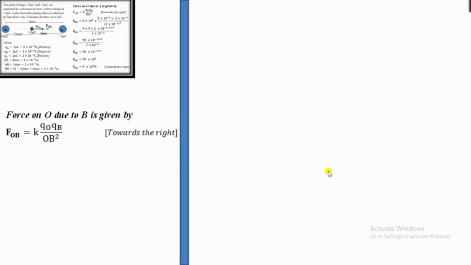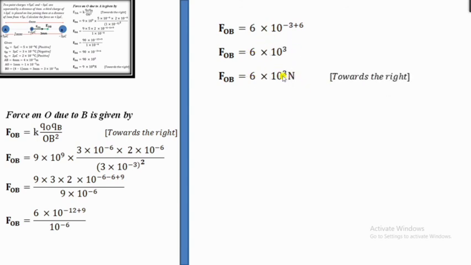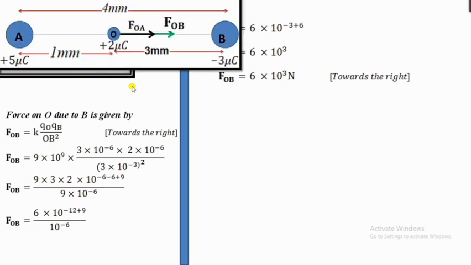Now similarly I have to find the force on O due to B. So now I'll put the values similarly. So multiplying the numbers, taking the power of 10 into consideration, you can cancel this 9 and this 9, and you can take this 10 to the power minus 6 up, and it will become positive 6. Now FOB is 6 into 10 to the power 3 Newton towards the right. Because this is negative and this is positive, this will attract. That means this force is in this direction.